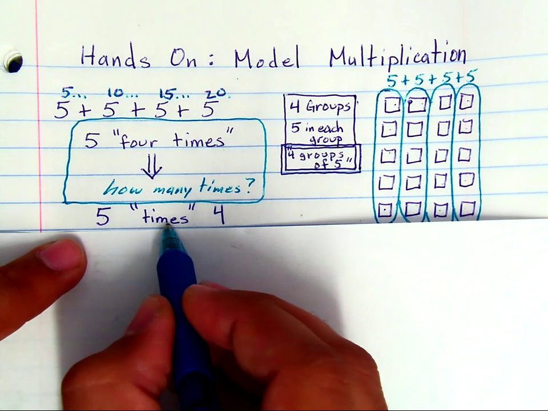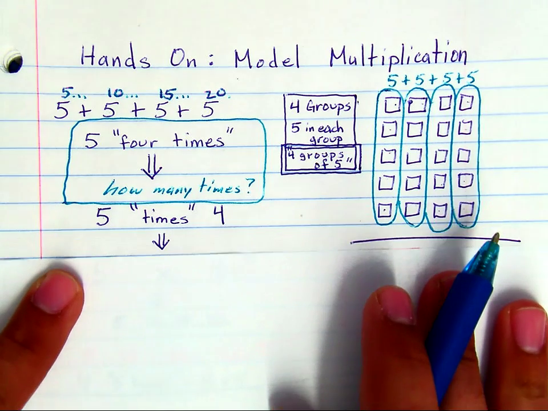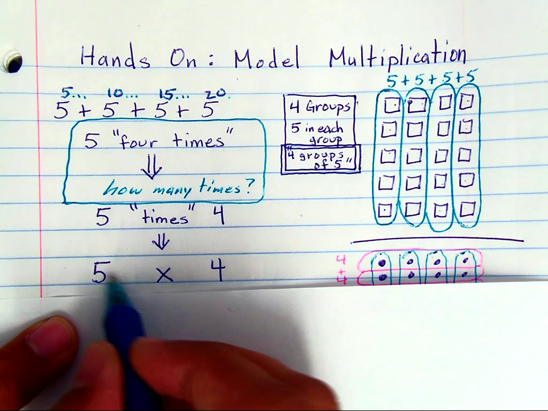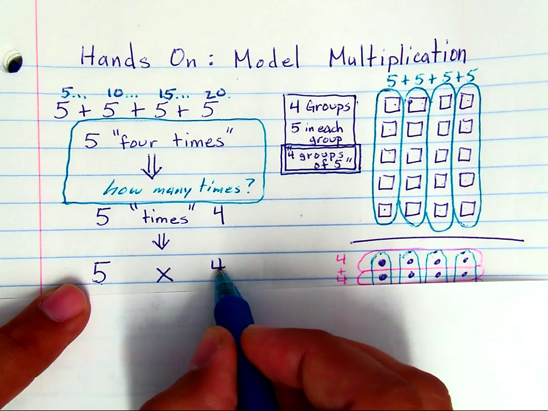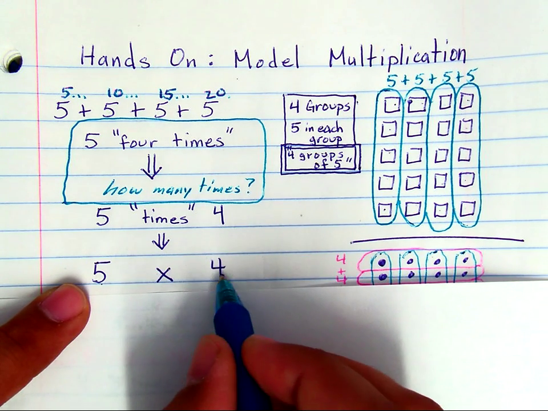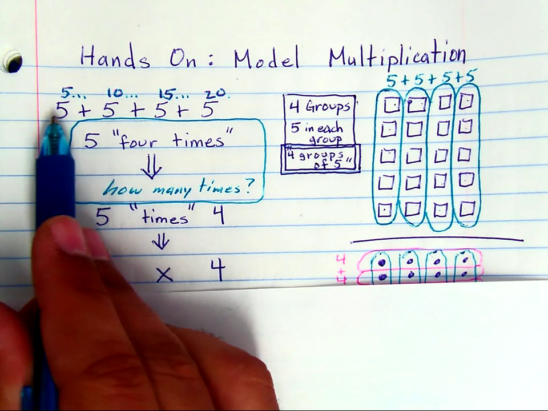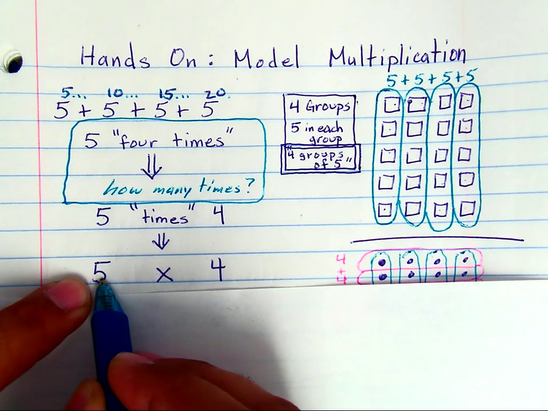That word times starts to get used loosely, freely. So now we're starting to write it down quickly, we say 5, we put an X to mean times, and 4. So this says 5 times 4, which is the same as 5 4 times. 5, 10, 15, 20.